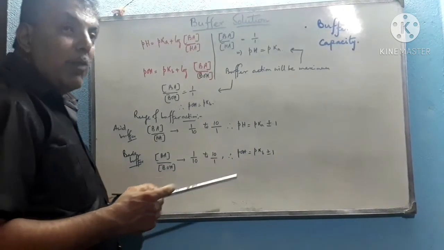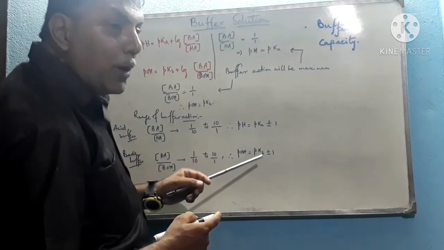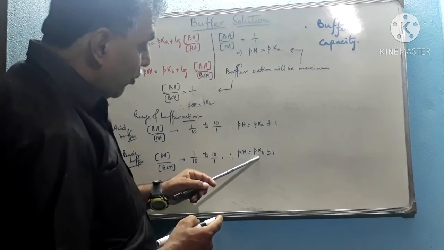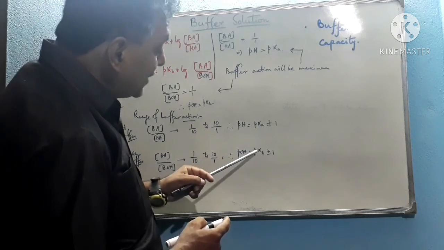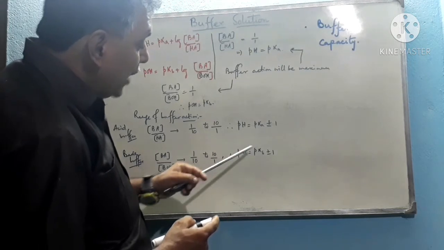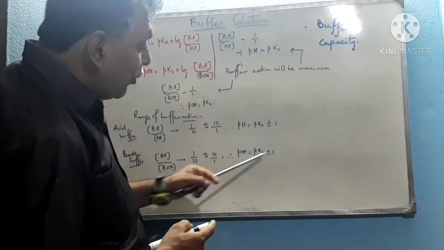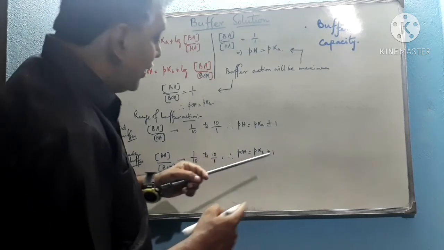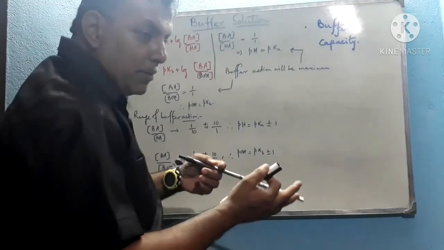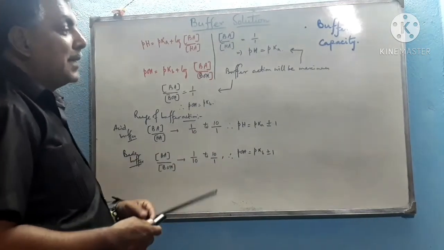But in case of phenolphthalein, the pKb is near about 9.4. Therefore, the range is plus minus 1, that means 8.4 to 10.4. This is the alkaline range. That's why this is called the basic indicator. So methyl orange and methyl red are the acidic indicators, and phenolphthalein is the basic indicator.